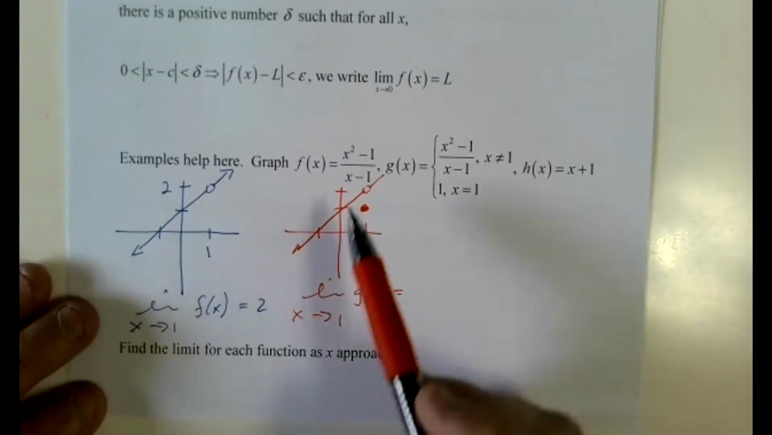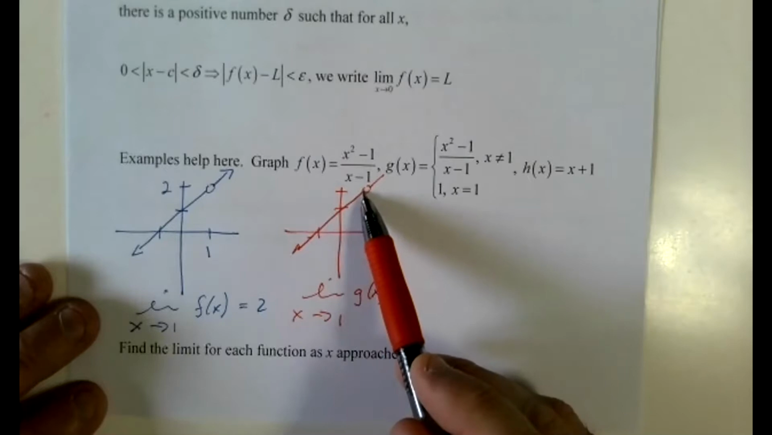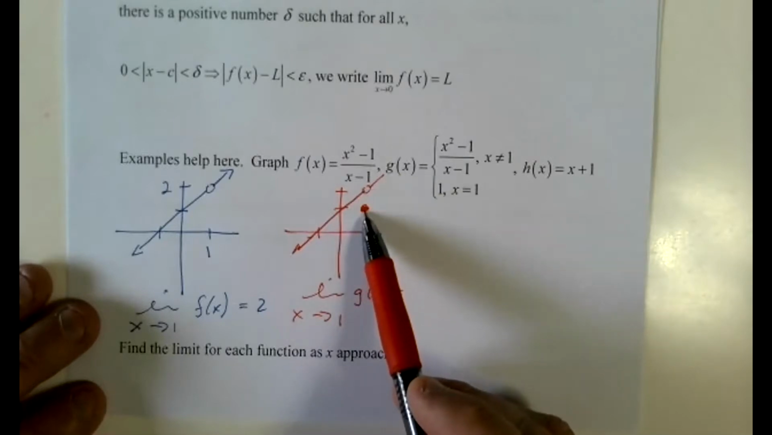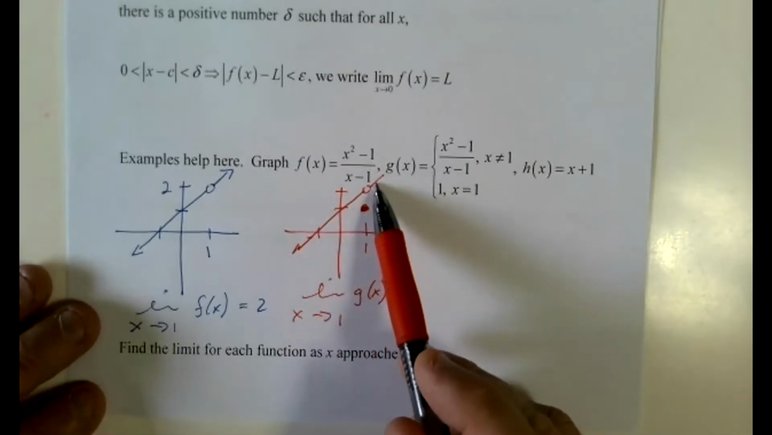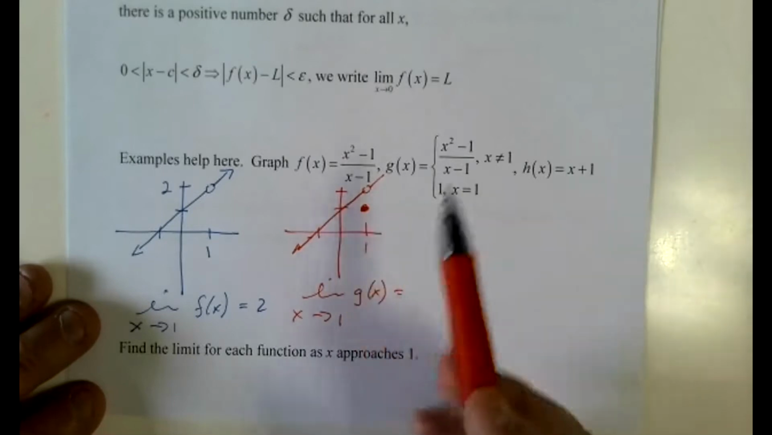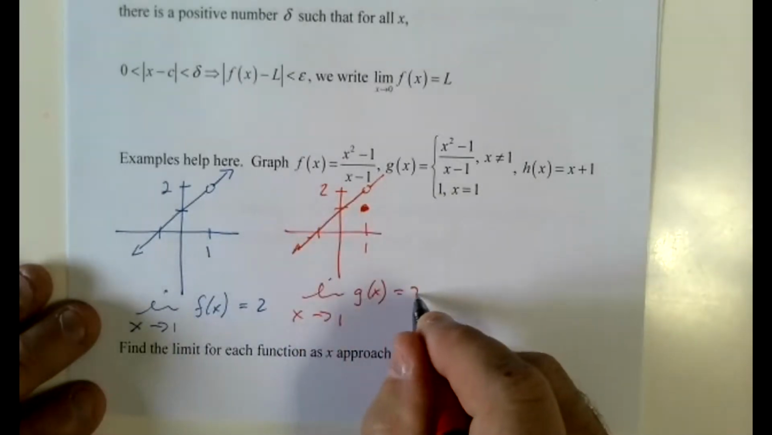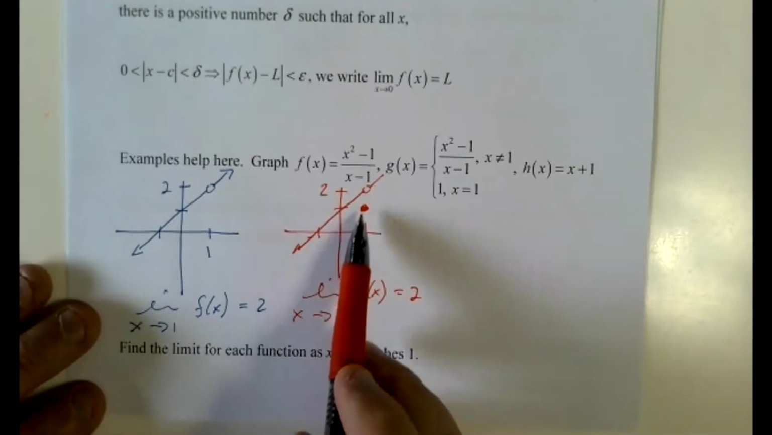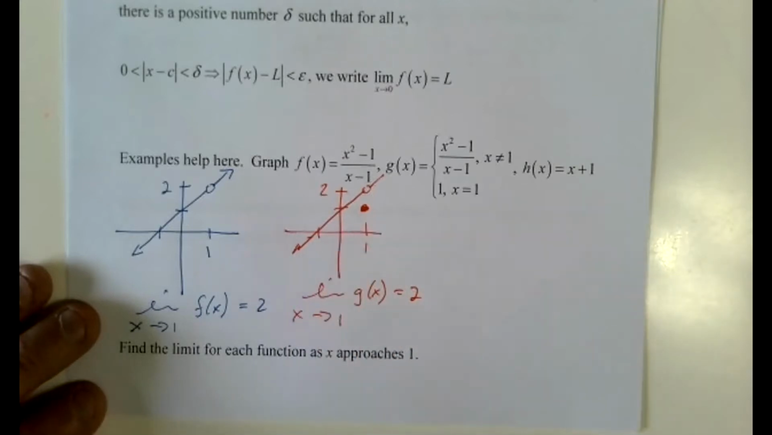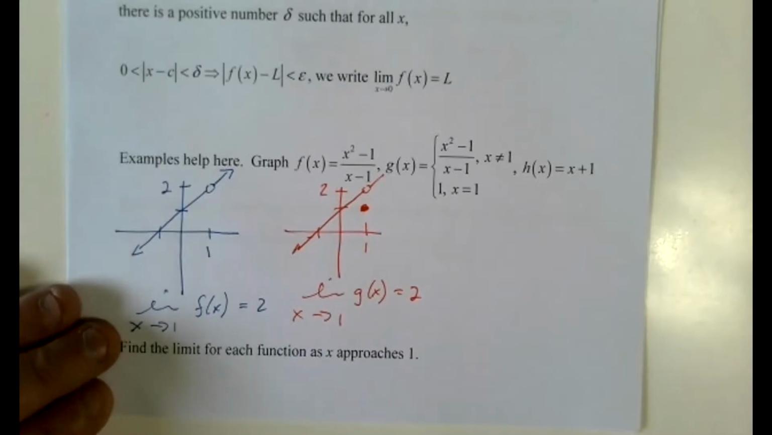But what it means is, what does it look like it's about to hit? I don't care what it actually hits. What does it look like it's about to hit? Well, at 1, it looks like it's about to get to 2. So then it's still 2, even though the function here is 1. Different animal. Calculus. Things are not set in stone. Get used to it. And then h, this one, what'd they do?